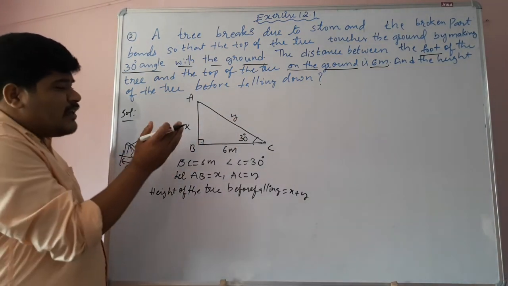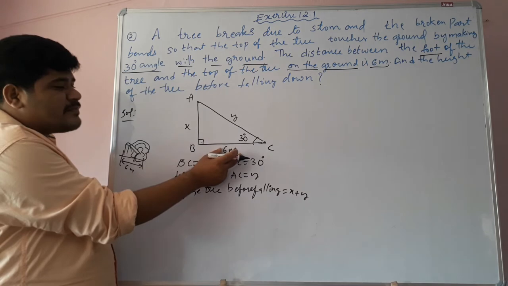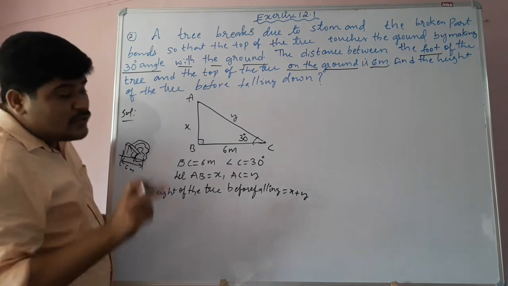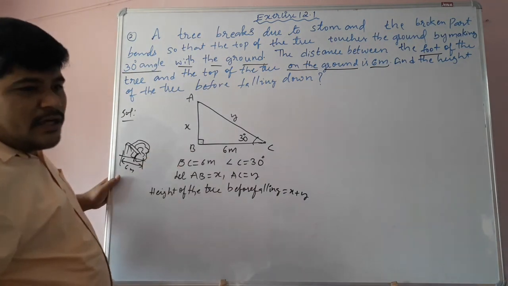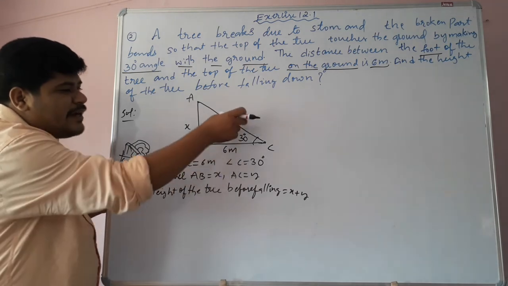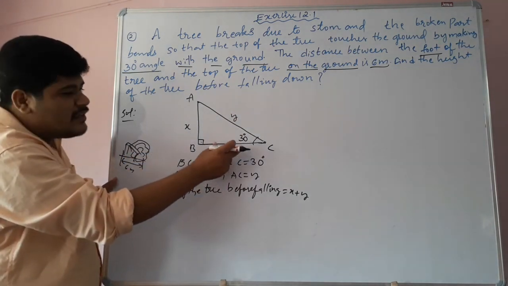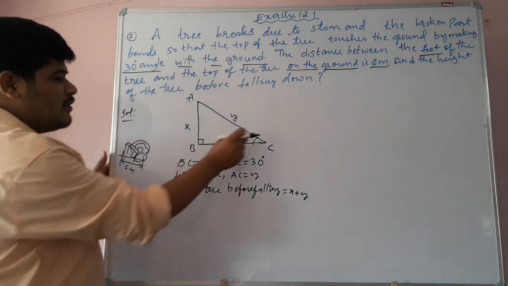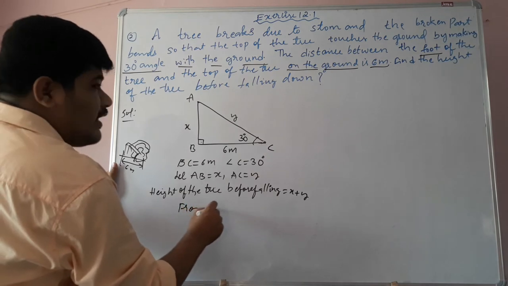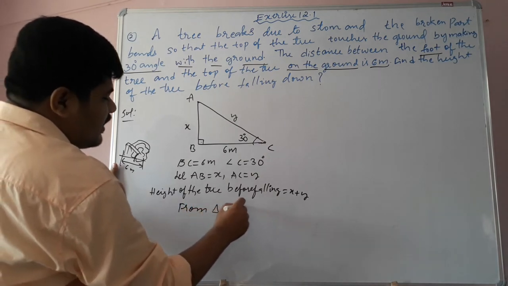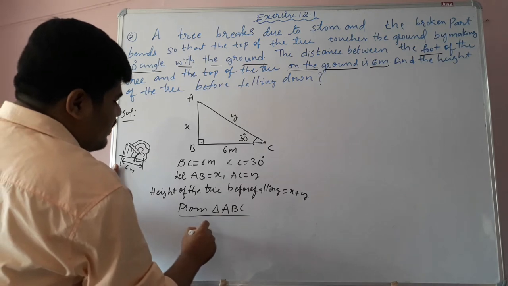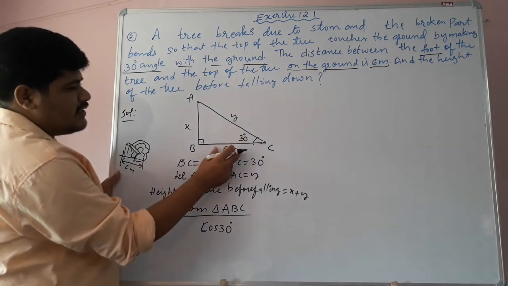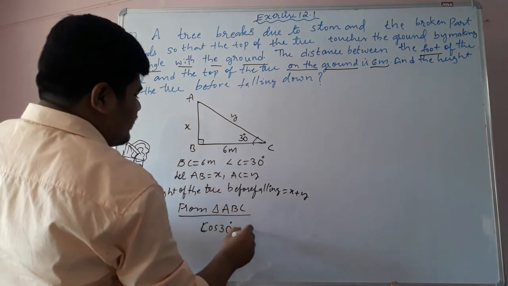Students, here the adjacent side is given, the hypotenuse is not given, and in between them is the angle. So what is the ratio of adjacent side to hypotenuse called? Adjacent side to hypotenuse is called cos theta. So from triangle ABC we can write cos 30 degrees is equal to adjacent side by hypotenuse, so that is 6 by y.